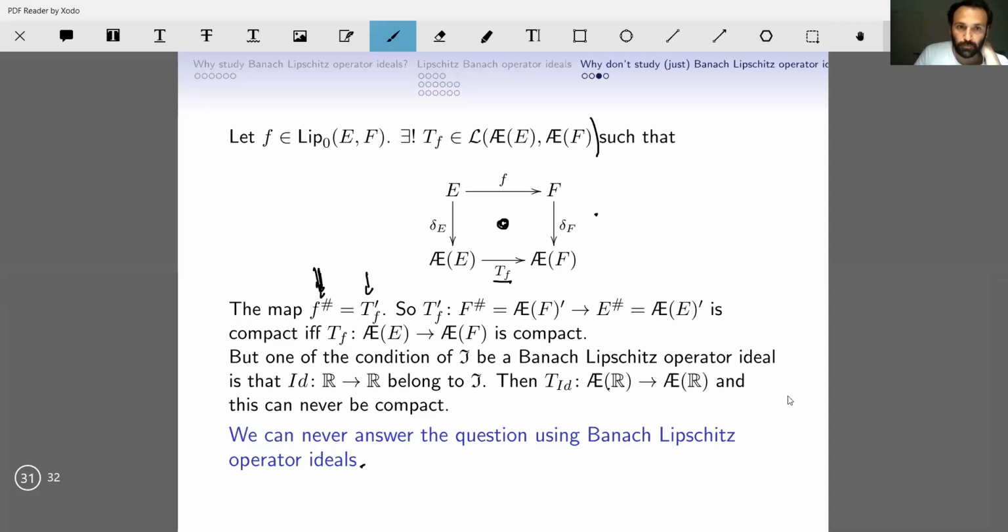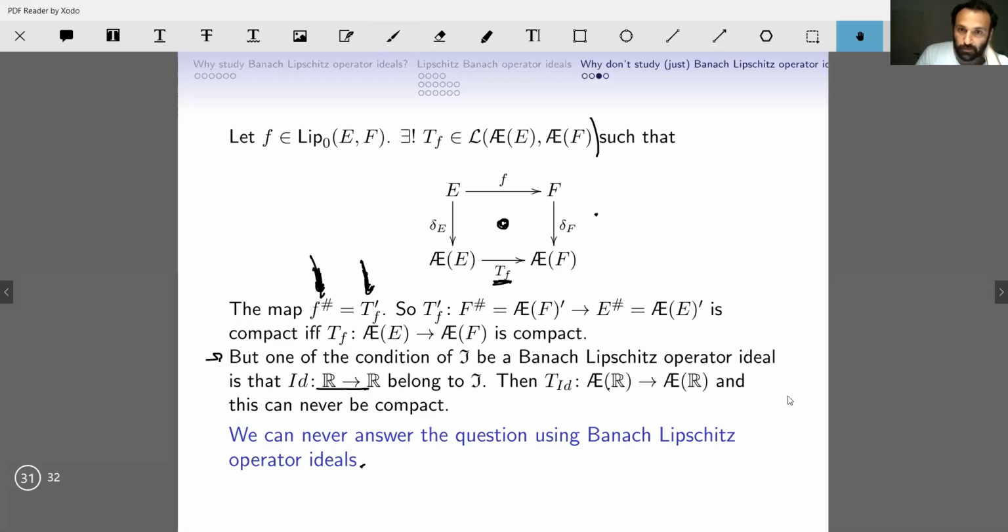So this Lipschitz transpose is exactly the linear transpose of T_f. If we are asking, for instance, whether this map is compact, then using again the Schauder theorem, this map is compact if and only if T_f is compact. But one of the conditions for a class of Lipschitz functions to be a Banach Lipschitz operator ideal is that the identity map belongs to the ideal I.